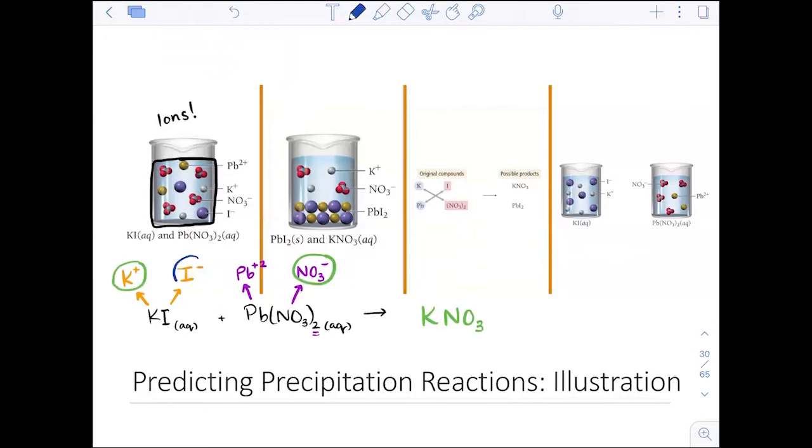And then I'm going to bring lead and iodide together. When those form together, Pb plus 2 and I minus 1 becomes PbI2. Lovely. States. Potassium always aqueous, so slap that on there. Nitrate always aqueous. Iodide with lead, solid. So what I see here is that I do indeed have a reaction.